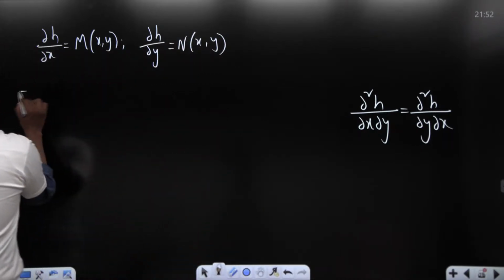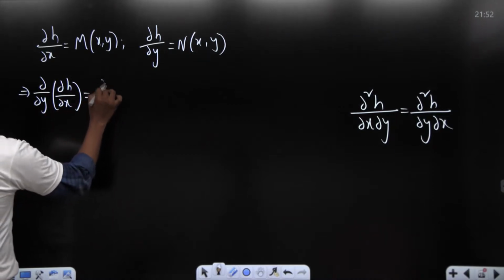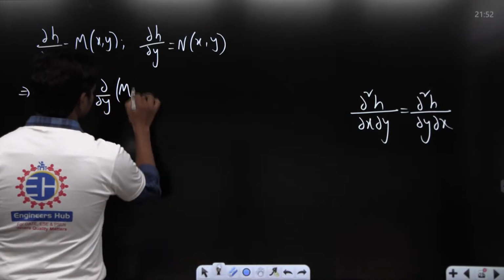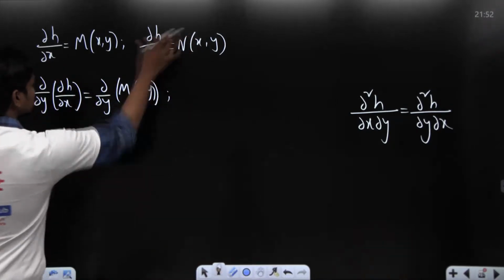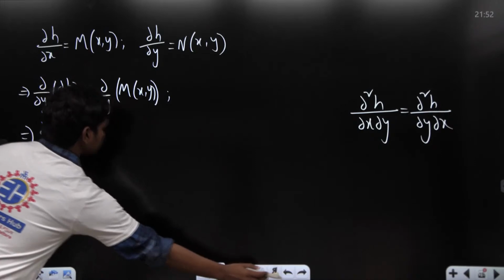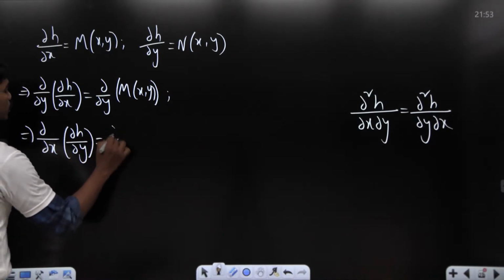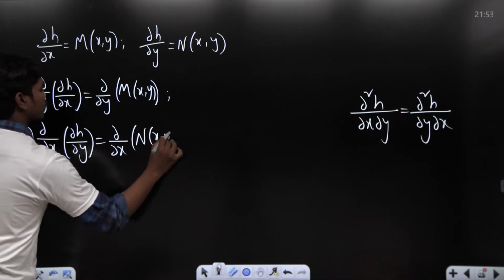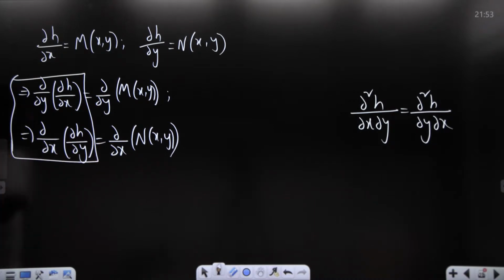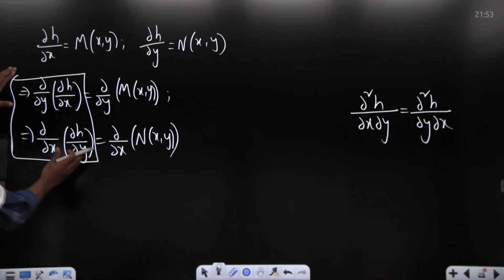Now, if I can say this, see carefully. If I differentiate this with respect to y, this is dou by dou y of m of x comma y, of course. And if I differentiate this with respect to x, means dou h by dou y, this is dou by dou x of dou h by dou y, which is dou by dou x of n of x comma y. Now, can you tell me that if I say both these left hand sides are equal, will you agree with me? As per the result that I have written on the right hand side, can I say that the left hand sides of both these equations are the same?